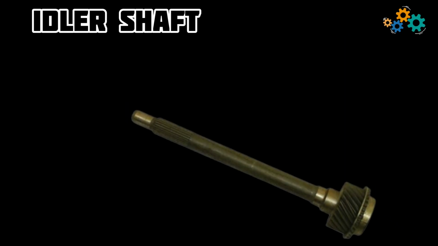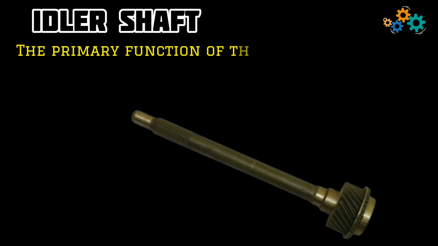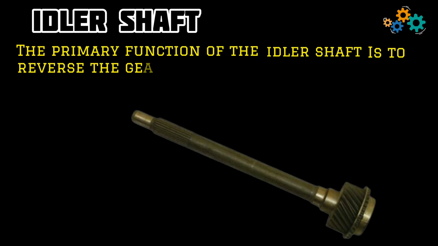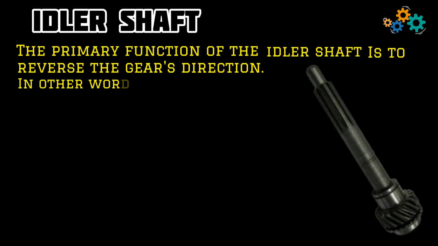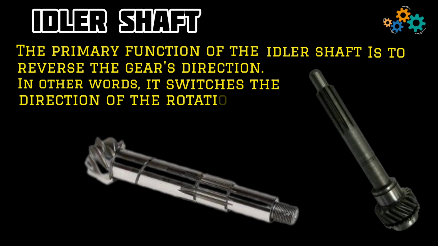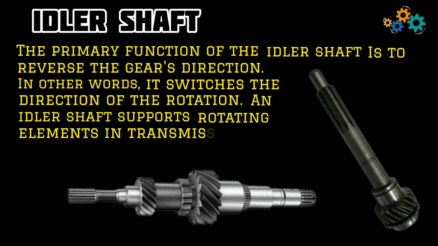Idler shaft. The primary function of the idler shaft is to reverse the gear's direction. In other words, it switches the direction of the rotation. An idler shaft supports rotating elements in transmissions like sprockets, gears, and pulleys.